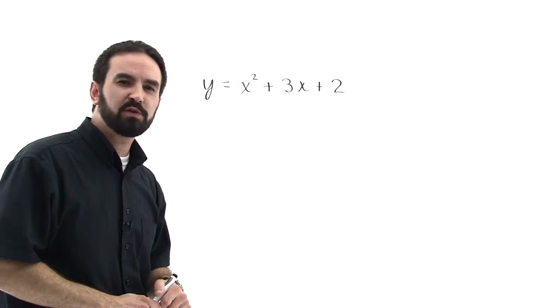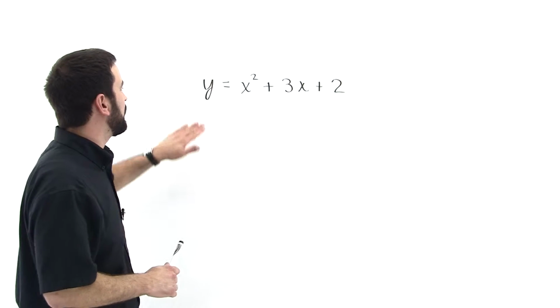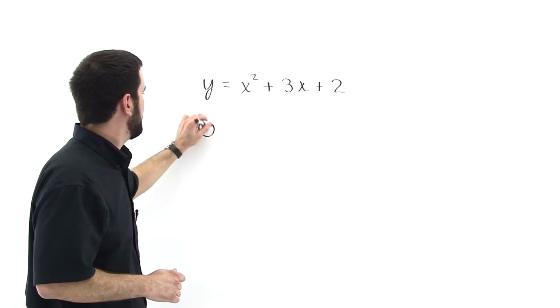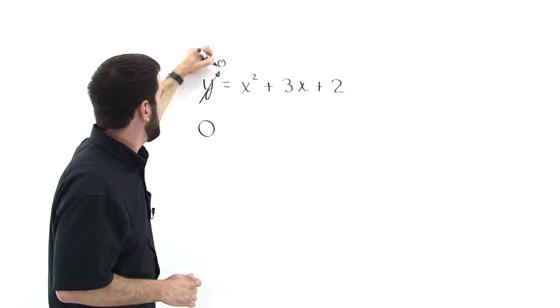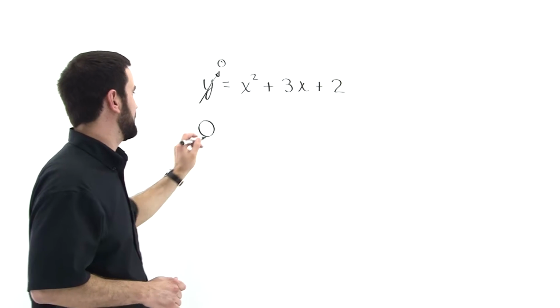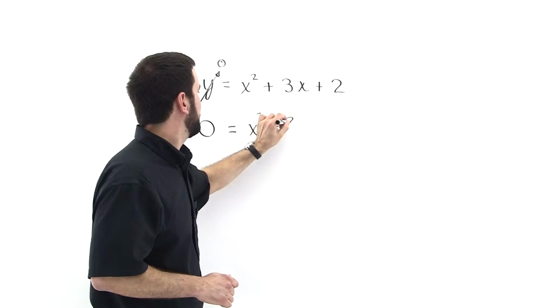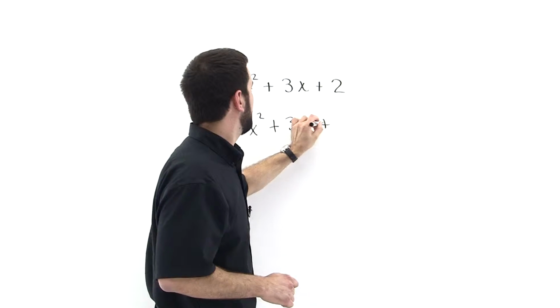Let's find the zeros for this function. So the first thing that we're going to do is we let y equal 0, right? So we have 0 equals this, you let this equal 0, and then that would tell you the zeros of the function, whatever the x values are. And this is x squared plus 3x plus 2.